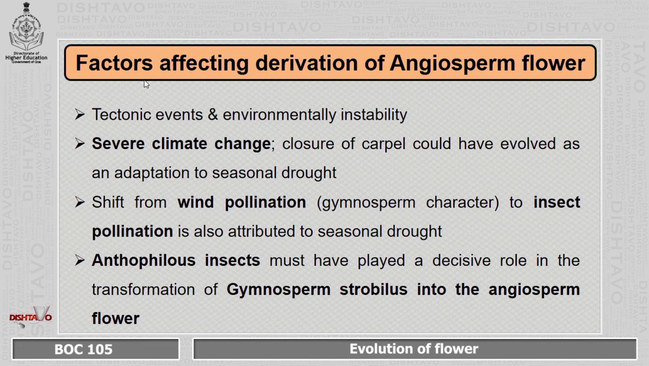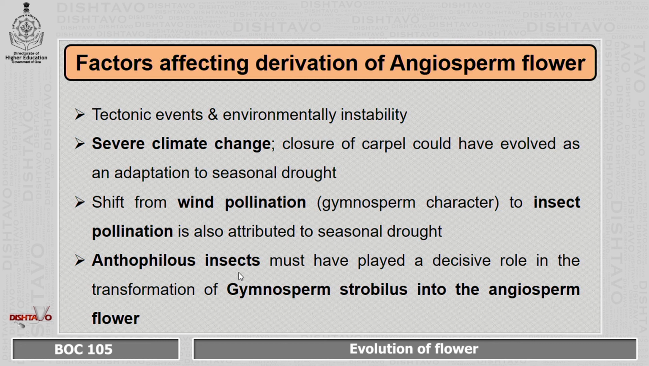So, what are the factors that actually led to the derivation or evolution of the angiosperm flower? We all know that the Earth's atmosphere was never stable. So, tectonic events and environmental instability were one of the factors responsible for the evolution of the flower. Secondly, severe climate change such as drought might have also contributed. Now, the shift from wind pollination to insect pollination is also attributed to seasonal drought.